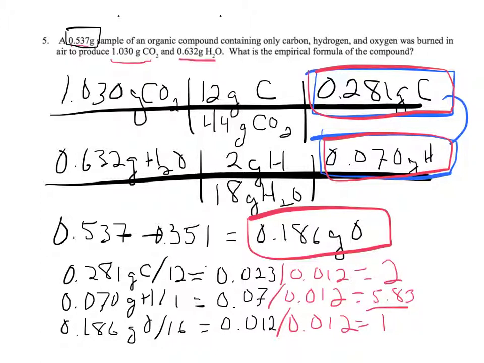So we're going to say it contains 1 carbon, 6 hydrogen, and 1 oxygen. So the empirical formula is CH6O. And that's how you solve this type of problem.